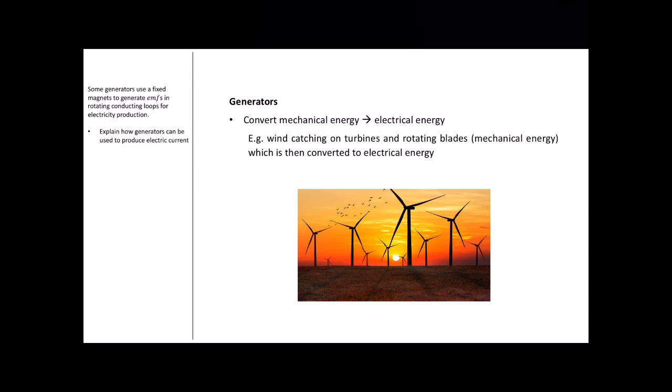So generators convert mechanical energy to electrical energy. An example of this is wind catching on turbines and rotating their blades. That rotation is mechanical energy, and the turbine will then convert that energy to electrical energy.